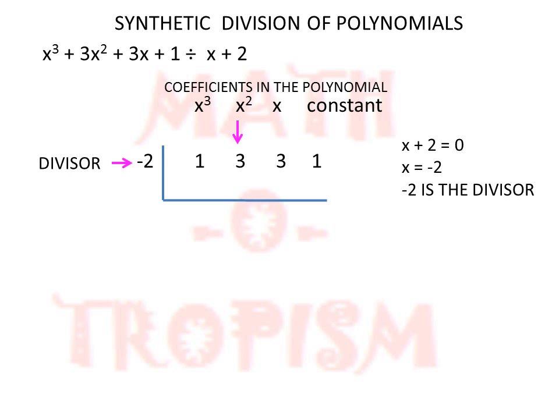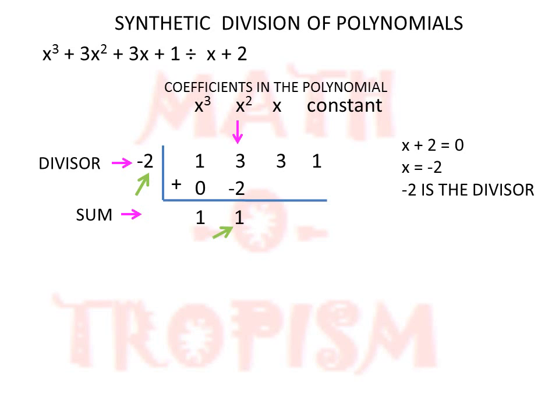After finding the divisor, my first entry under the first coefficient is always going to be 0. After writing 0, I need to add the coefficient and the entry and write the sum below. So 1 plus 0 comes to 1. Now what will be my next entry under 3? It will be the product of the divisor and the previous sum. The divisor is minus 2 and the previous sum is 1, so minus 2 into 1 gives me minus 2. Again I add 3 and minus 2, and I get 1.